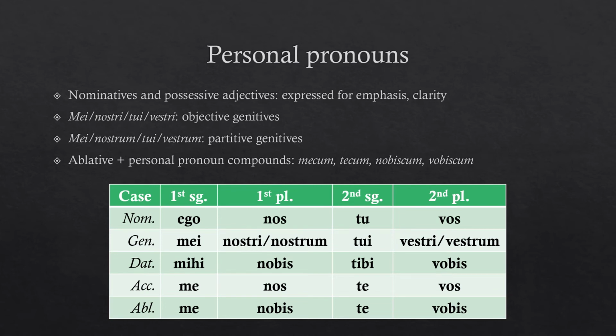For some reason, there are separate forms for the partitive and objective genitives in the first and second plural pronouns. Mei, nostri, tui, vestri are used for objective genitives, and mei, nostrum, tui, vestrum are used for partitive genitives. One last weird rule. When the preposition cum is applied to any ablative personal pronoun, it forms a compound word in which the personal pronoun comes first, as in mecum, tecum, nobiscum, and vobiscum.